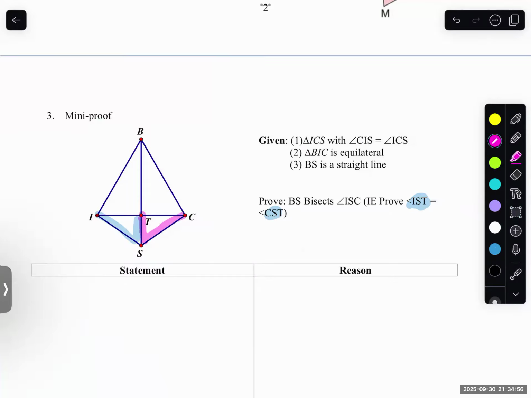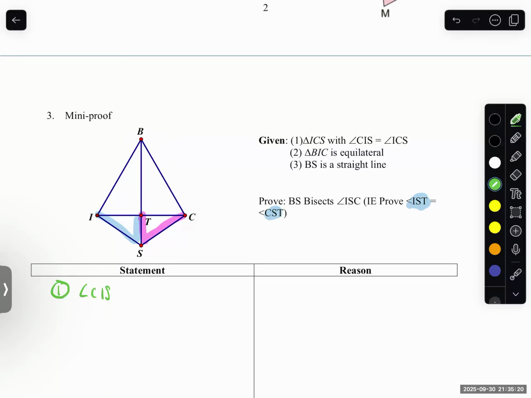So what I was getting at today is that IST and CST are in two triangles. They're in these two, but they're also in these big ones. And so there's two options we have to prove the angles equal. We can CPCTE from these ones, or we could CPCTE from the big ones. And so let's look at our givens to see what it gives us first.